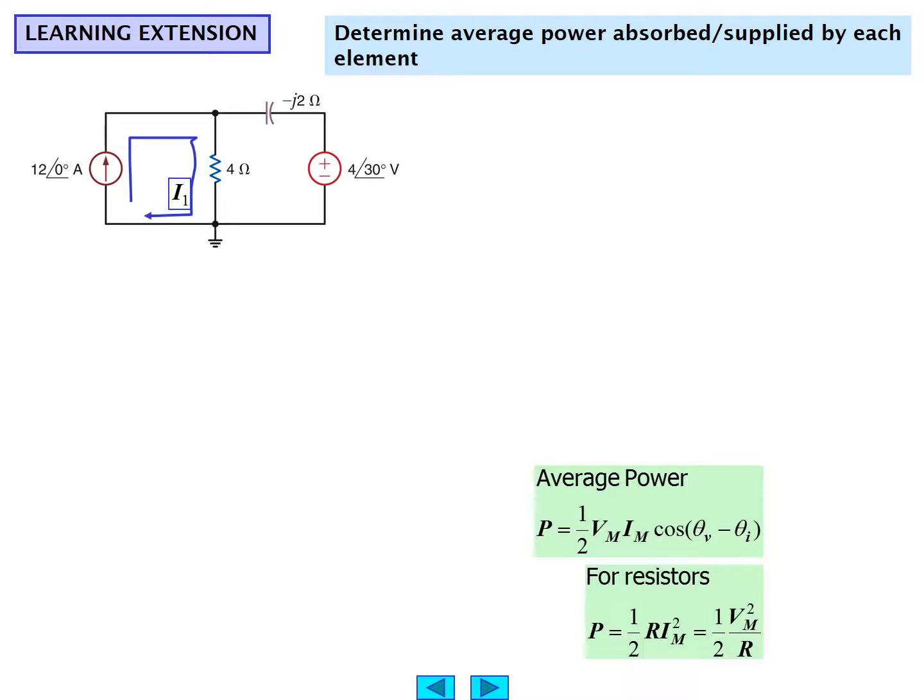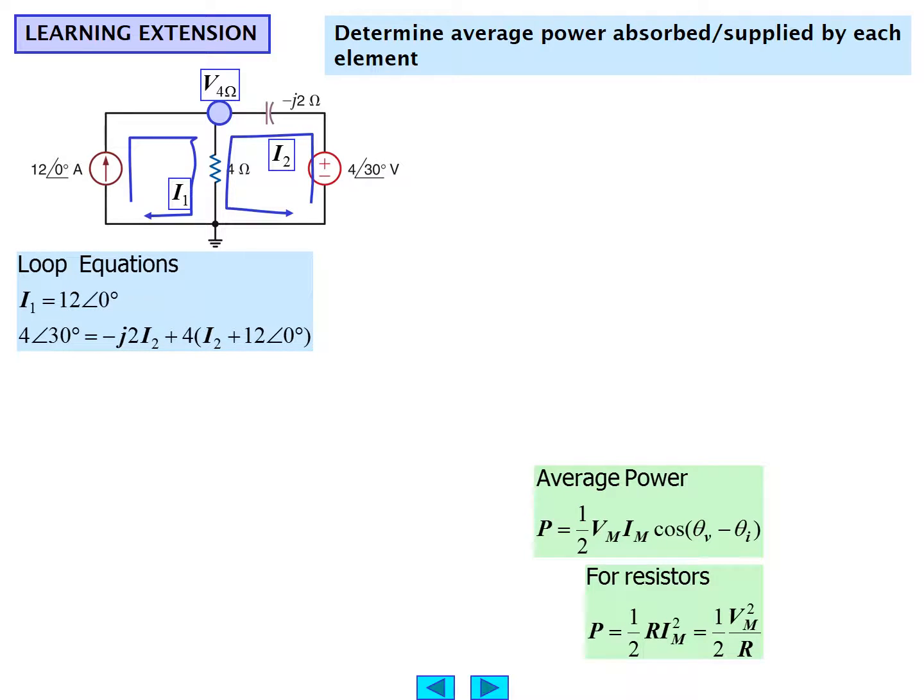There is a loop or mesh current of I1 flowing in one mesh, and there's a loop or mesh current of I2 flowing in the second mesh. And certainly for the power being absorbed by the 4 ohm resistor, we would need to know I1 and I2. That gives rise, of course, to the voltage across the network, a single node, and that would be the voltage across the resistor also. By loop equations, we know that by definition I1 has to be 12 angle 0, it's a constraint, because it's constrained by the current source.